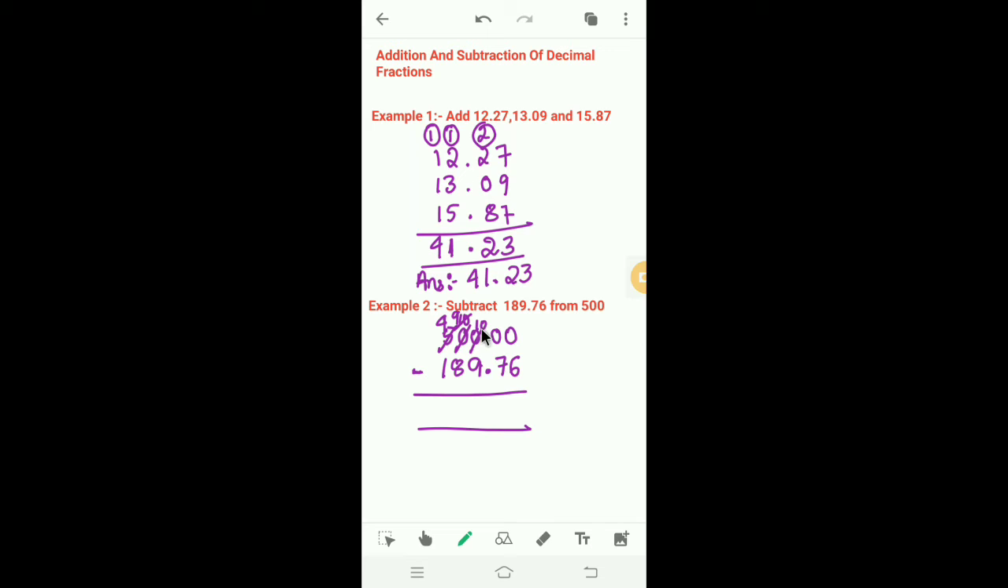Now we can borrow from 10. 10 becomes 9 and here 0 becomes 10. Now we can borrow from 10. 10 becomes 9 and here 0 becomes 10. 10 minus 6 is 4. 9 minus 7 is 2. 9 minus 9 is 0. 9 minus 8 is 1. 4 minus 1 is 3. So the answer is 310.24.